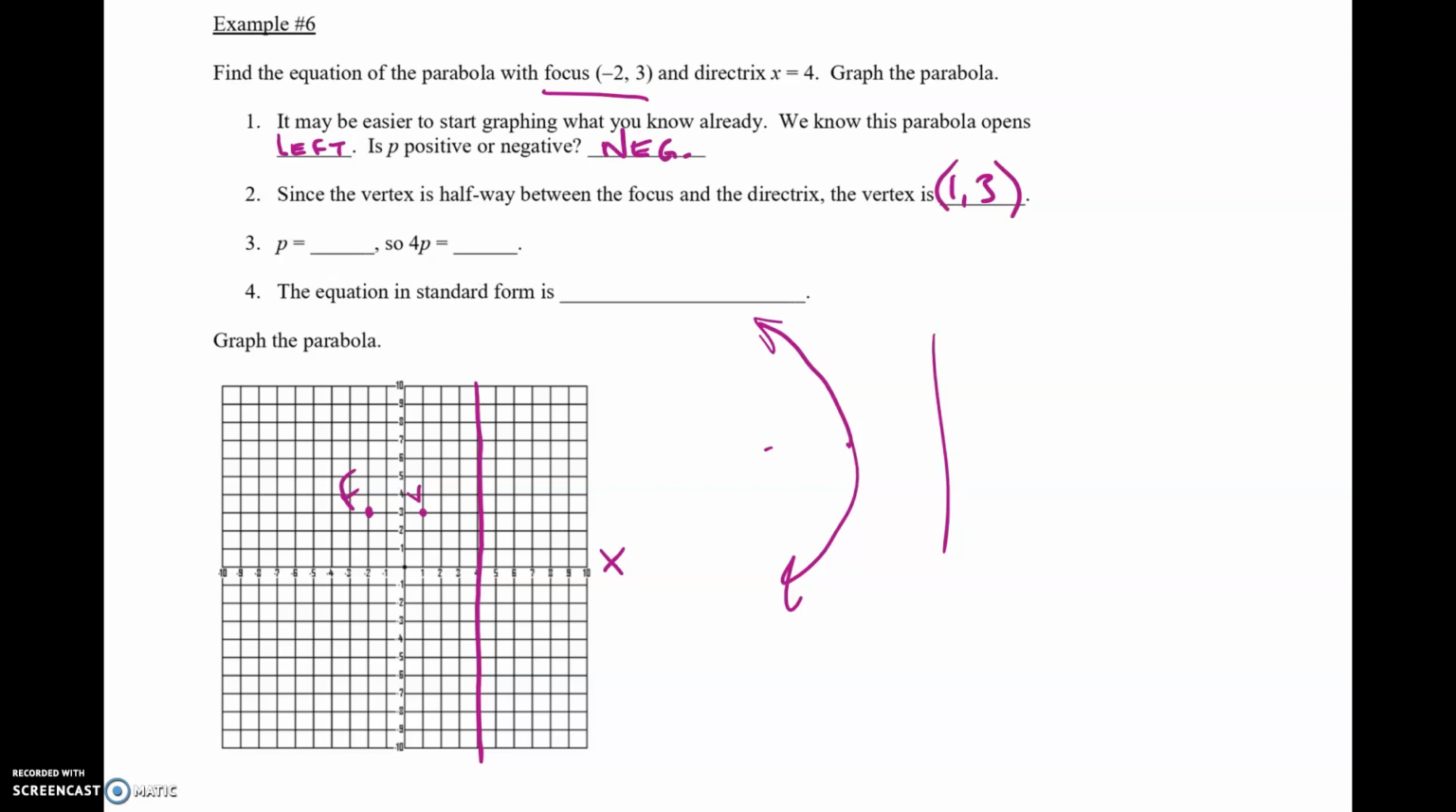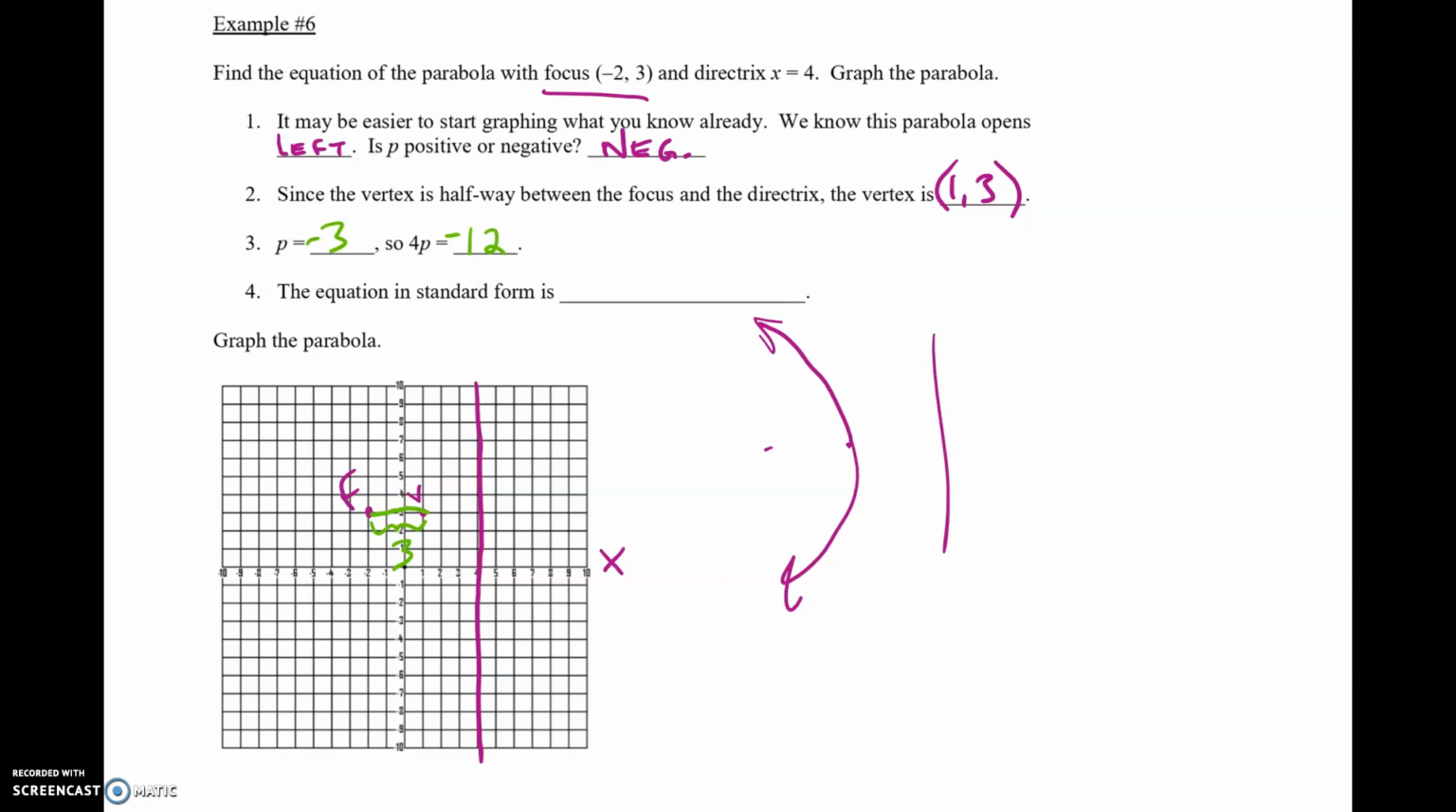Let's find p. Remember, p is the distance between the vertex and the focus, but it's also the distance between the vertex and the directrix. It's the same distance. It's 3. So p is 3. 4 times 3, 4p is 12. And so now we can write it in standard form. I know that it's opening to the left, so y is squared and p is negative. Hopefully you caught that. So we have p is negative 3 because it's opening to the left. Excellent.